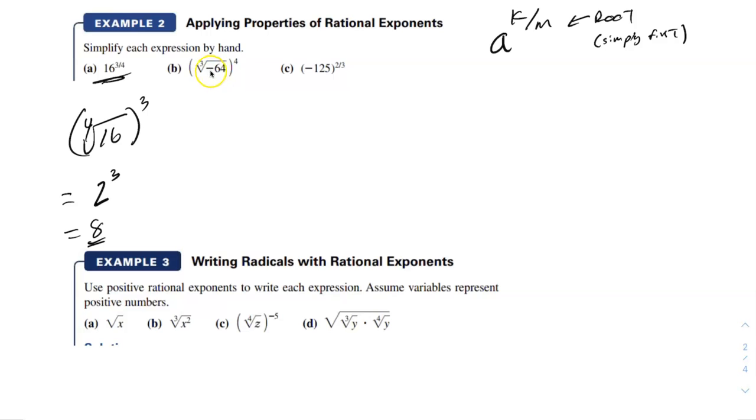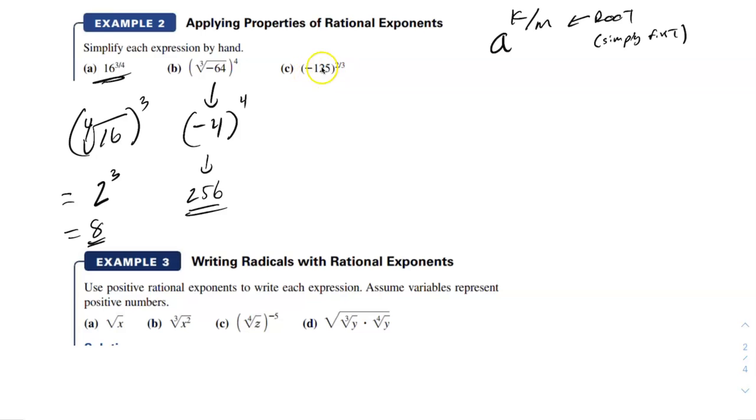Next one, same idea. Now they already have the cube root in there. So the cube root of negative 64 should be negative 4. And taking that to the 4th power, which is 256. And then since you have a negative to the even power, it makes it positive again. So we just have 256.